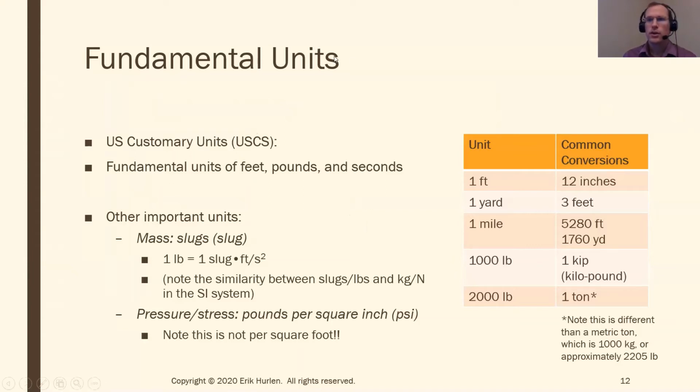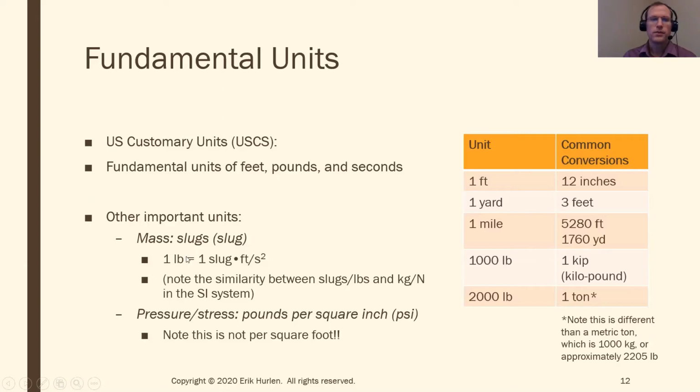The other thing about the US system is that, again, we're not using mass as a fundamental dimension anymore. We're now using weight or force. So fundamental dimensions of length measured in feet, force measured in pounds, and time measured in seconds. And so other important units here, because we generally don't deal with mass, we deal with force instead. It is good to know what mass is, or at least what it's called in terms of units in the US system, and officially mass in the US system is measured in slugs.